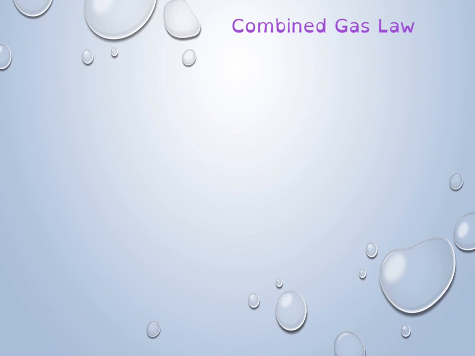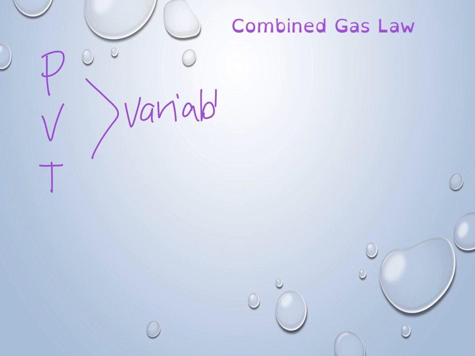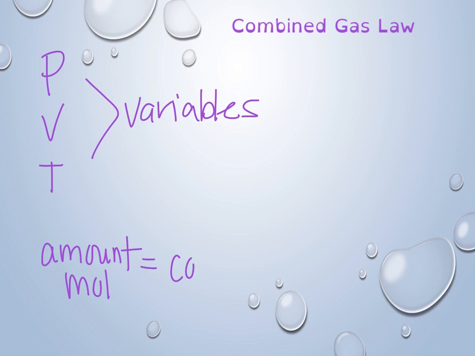All right, in combined gas law, you have pressure, you have volume, and you have temperature all changing, and these are all your variables. And you are holding amount of gas constant, so moles is constant. Okay, now, and remember, temperatures have to be in Kelvin, and it does not matter for pressure and volume what units, as long as the units agree.